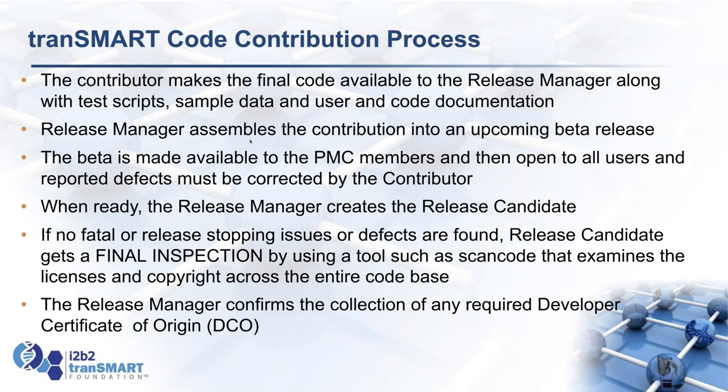Then as any defects come in, it's the contributor's responsibility to make the appropriate changes to the code, and it will get submitted to the next version of the beta. Once it's deemed ready by the PMC, the release manager brings together the release candidate. This goes through a final inspection phase where we run the final testing of the release, and we also do a few other things, like run a tool called ScanCode that examines all of the code and looks for licensing and copyright issues that may be within the code.